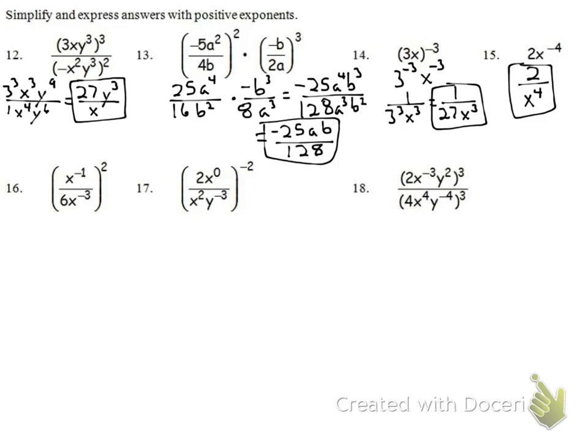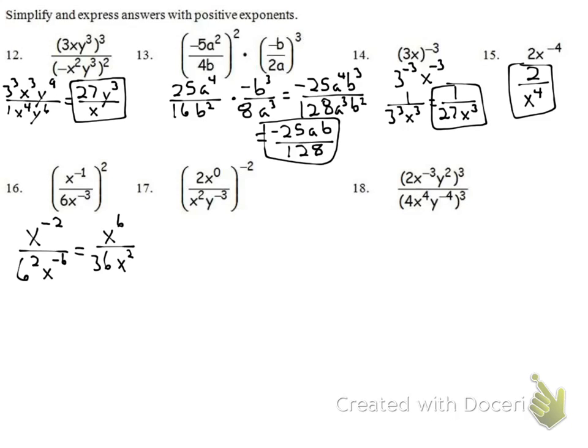16, I'm going to distribute that 2 as the exponent. I get x to the negative 2, 6 squared, x to the negative 6. We could make sorting a little bit easier and switch the negative 2 and 6. Think of moving them respectively in their positions, and I get x to the 6th, x squared, and then 36.